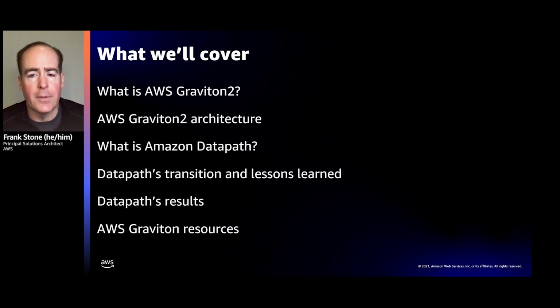Some of the areas we'll cover today will include Graviton, its benefits and architecture. We'll share details about the DataPath platform and DataPath's transition, including the software updates that were needed and the testing approach that was used to optimize and validate the deployments. We'll learn about the migration approach that the DataPath team used for their production deployment to Graviton and the results. And finally, we'll share some resources you can use to realize similar benefits with AWS Graviton.